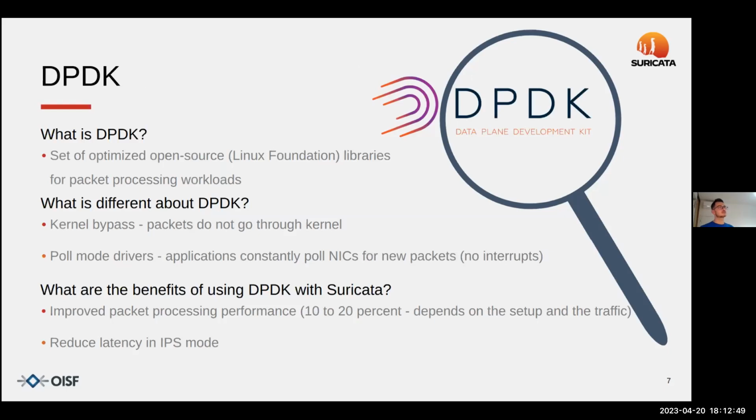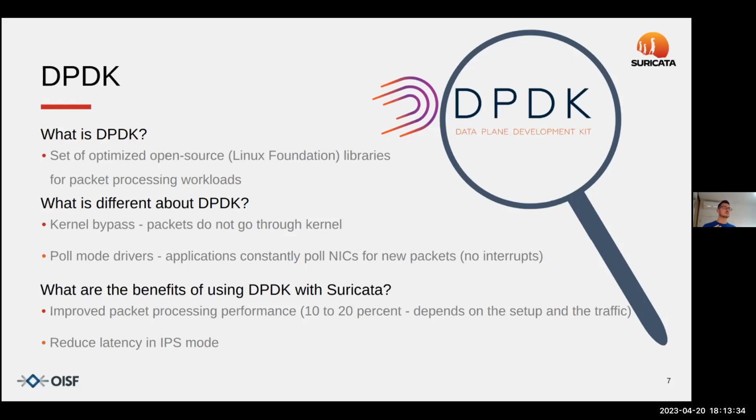Now, what is DPDK? It's Data Plane Development Kit. It's basically, in very brief terms, a set of optimized open source libraries to speed up packet processing workloads. It's an open source project governed by the Linux Foundation. Previously, it was governed by Intel, but then it was passed to the Linux Foundation. Contributors to DPDK are all over the world, although the main ones are, I think, Intel, NVIDIA, maybe Marvell, and some folks like that.